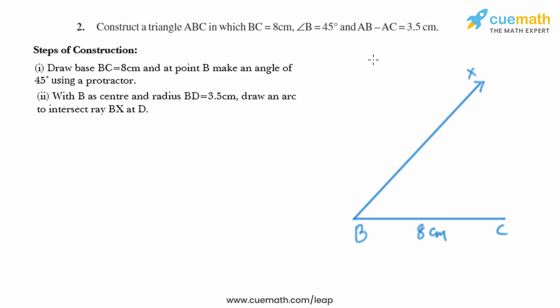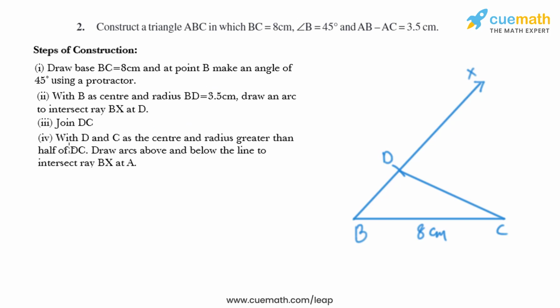Now in the next step, we'll put the compass at B and we will draw an arc of radius 3.5 centimeters that intersects BX at D like this, and we'll name this point of intersection as D. Now in the next step, we just need to join D and C.